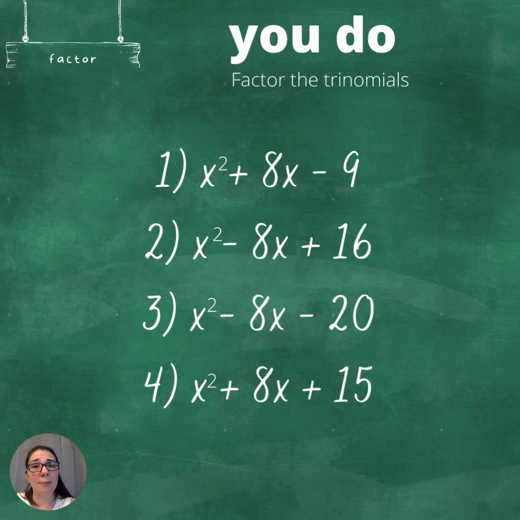So here are the you-do problems that you could try if you'd like to. Number 1 is x squared plus 8x minus 9. Number 2 is x squared minus 8x plus 16. Number 3 is x squared minus 8x minus 20. And number 4 is x squared plus 8x plus 15. So just a hint for you guys, make sure that the format that you're working with, you know what signs go with the factors and what you're looking for.